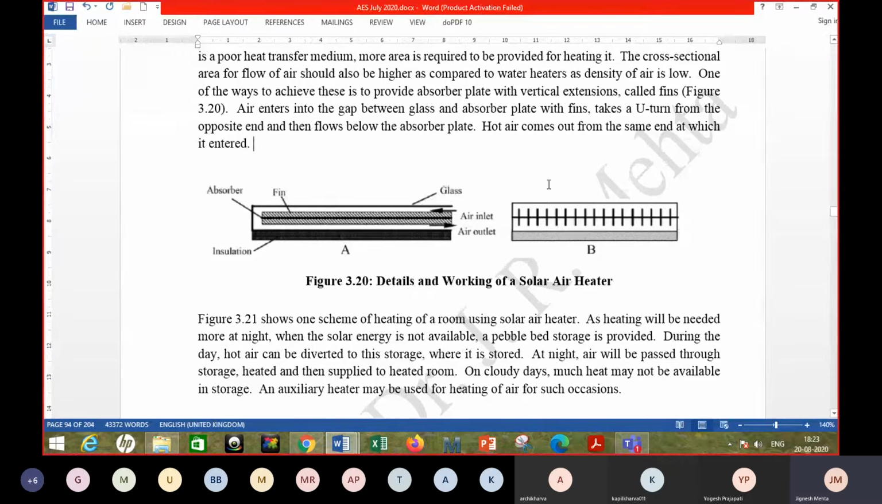So the radiation passes through the glass and it falls on the absorber plate, or part of it may fall on the fins. So the absorber plate gets heated, the fins get heated, and the air passes over these surfaces, and it picks up heat from those surfaces. So you can see that fins have been provided to increase the surface area for heat transfer between air and the metal surface, right?